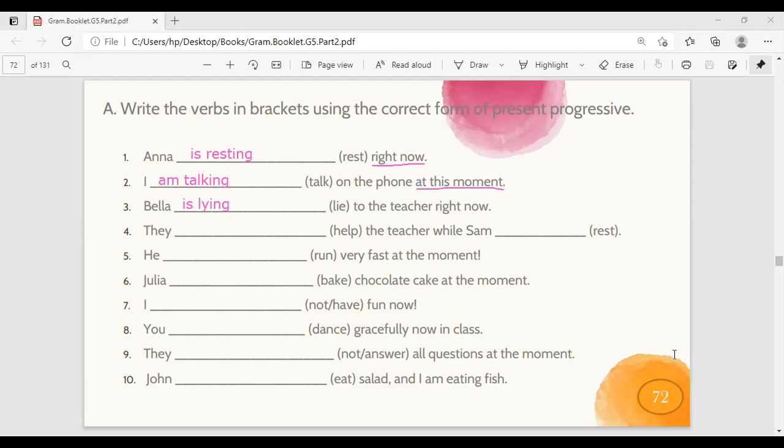Reina? Number 4, please, ma'am. They help the teacher while Sam rests. These two actions are happening at the same time.